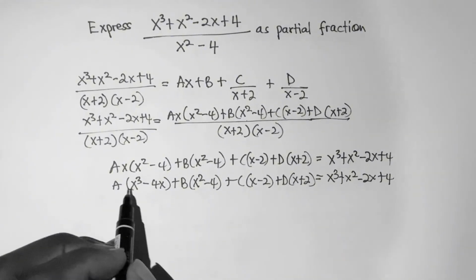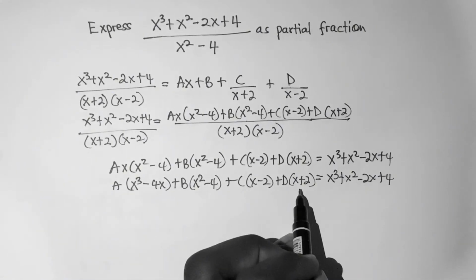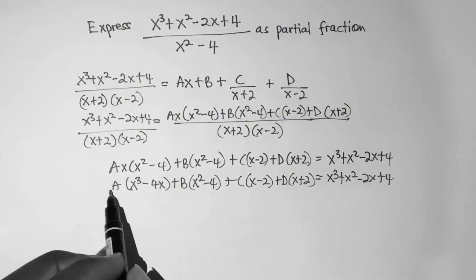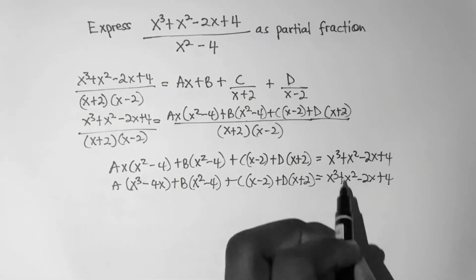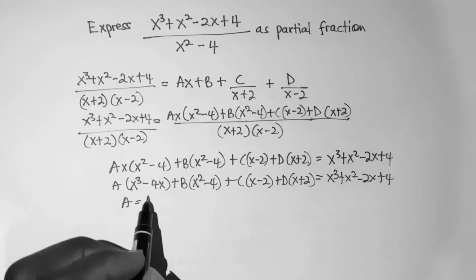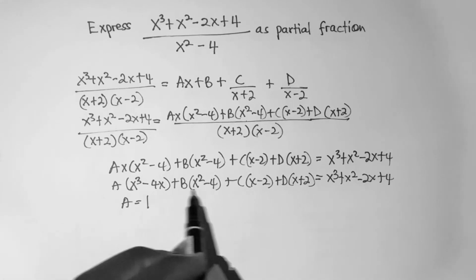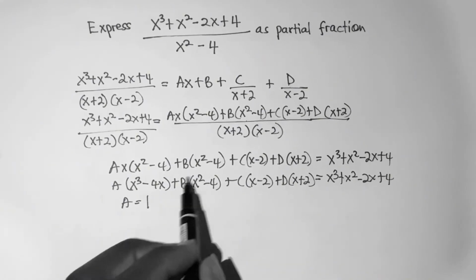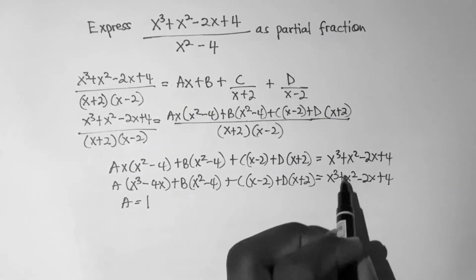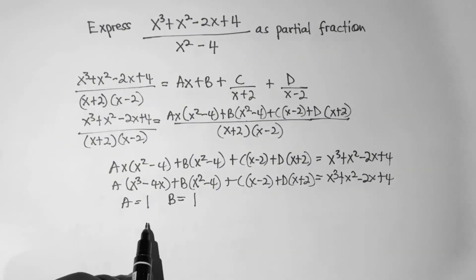Now you can see that on the left hand side of the equation we don't have any other x cubed except this one. So the coefficient of x cubed here too is 1. So a is equal to 1. Now again on this side we don't have any other place where we have x squared apart from bx squared. The coefficient of x squared here is also 1, so it implies that b is also equal to 1.